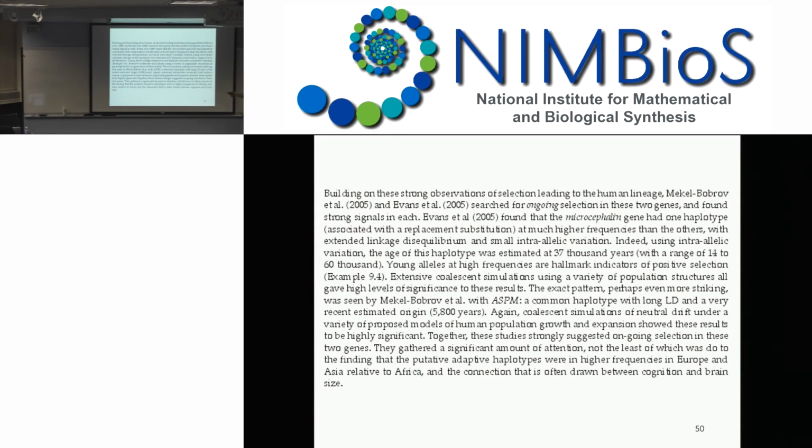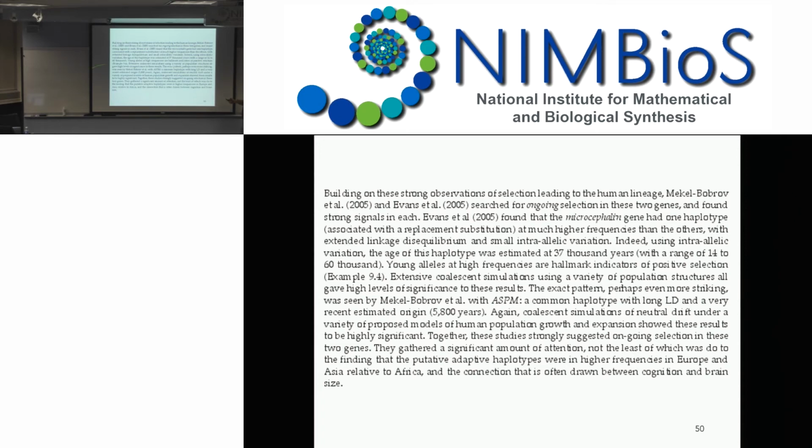What they found was extended linkage disequilibrium and small within-allele variation. So they basically had long haplotypes and estimated they're under strong selection. Extensive coalescence simulations under a variety of population structures. And this work was done by Dick Hudson, the simulations, who was the leading guy on these simulations. They couldn't generate this pattern by drift. That was in microcephalin and ASPM, exactly the same pattern, a common haplotype with long LD and a very recent estimated origin relative to its frequency. And again, drift couldn't explain this.